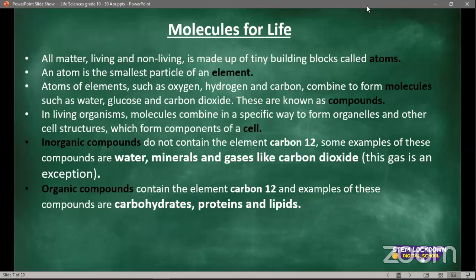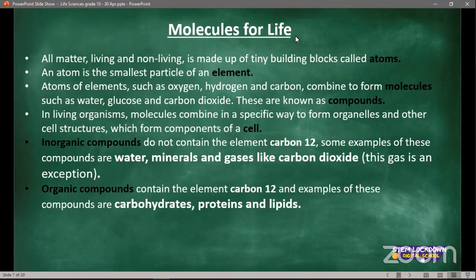Now, to focus on today's topic, we are going to talk about the chemistry of life on Earth. And we all know that matter is made up of living and non-living materials or building blocks. So matter is made up of living and non-living materials, which are made up of tiny building blocks called atoms. You guys did that in your natural sciences class.